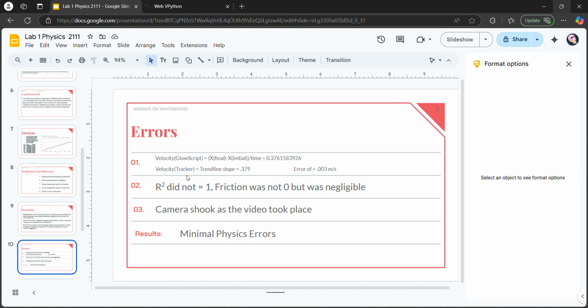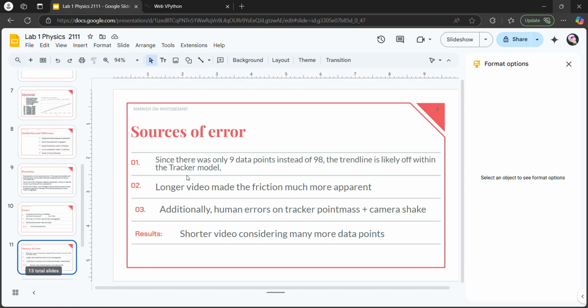Here are some of the errors. The velocity of GlowScript was found by the final position minus the initial position divided by the total time. It's found to be this very specific number, whereas the velocity was found from the trend line of the slope of the Tracker, and is 0.379. So overall, there's a small error of less than 0.003 meters per second. R-squared did not exactly equal 1, and so therefore friction was present, but it was very close to 1, so it was negligible. And then there was some camera shake as the video took place, which added onto and expounded upon some of the prior errors. However, there were minimal physics errors.